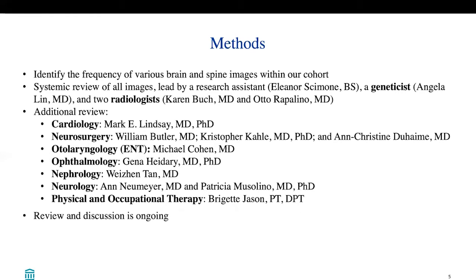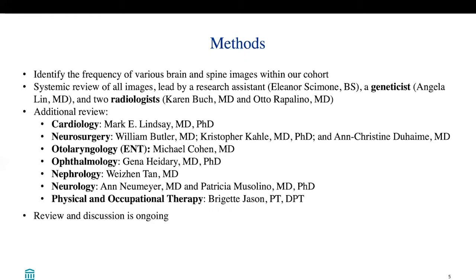In order to answer the questions from the previous slide that talks about the purposes of this study, I've been working with a large team of specialists who you can see on the screen here. All of these doctors are part of the MGH Myhre Syndrome Clinic team, meaning that they are familiar with Myhre syndrome and have actually been a part of care and have been involved with this brain and spine imaging project.